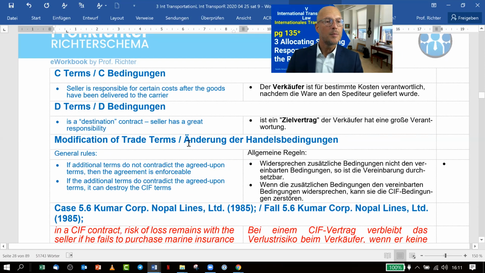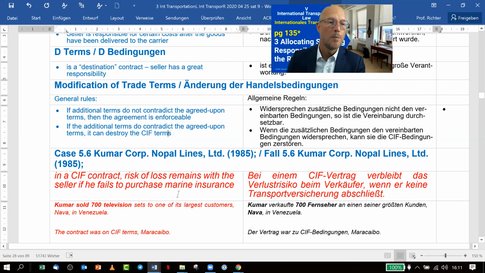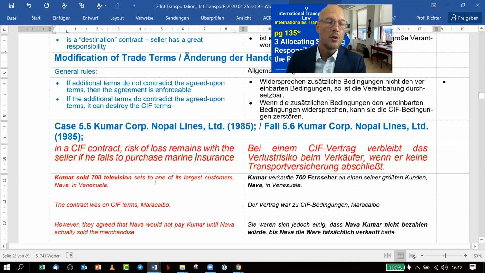Sometimes we can modify the trade terms a little bit, but the problem is: if additional terms do not contradict the agreed upon terms, then the agreement is enforceable, right? Sometimes the seller has his trade terms and the buyer has trade terms, and sometimes they contradict. If the additional terms do contradict the agreed upon terms, it can destroy the CIF terms. This happened, for example, in the Kuma case. There we had a CIF contract, and the risk of loss remains with the seller if he fails to purchase marine insurance, right? So sometimes if you don't do what you're supposed to, you will have negative effects.